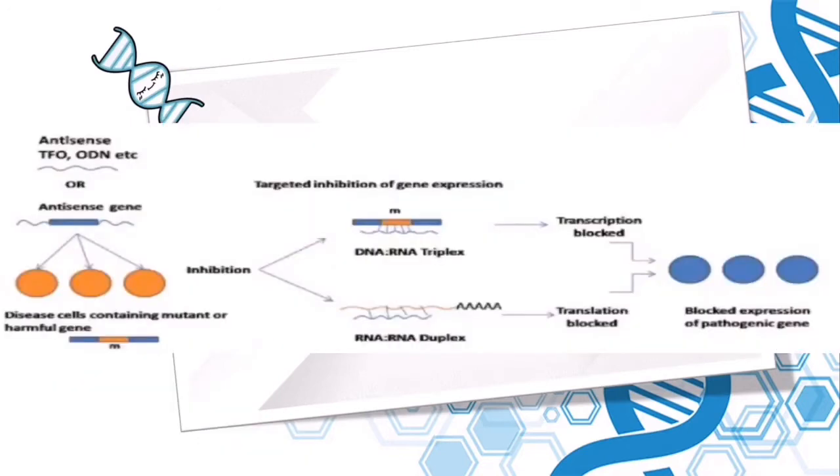As we can see in this figure of targeted inhibition of gene expression, we have the antisense TFO or ODN or the antisense genes, in disease cells containing mutant or harmful disease genes. Through that inhibition, we have the DNA and RNA triplex and also the DNA and RNA duplex. Through that, we have the transcription block, which is to block the expression of the pathogenic gene.